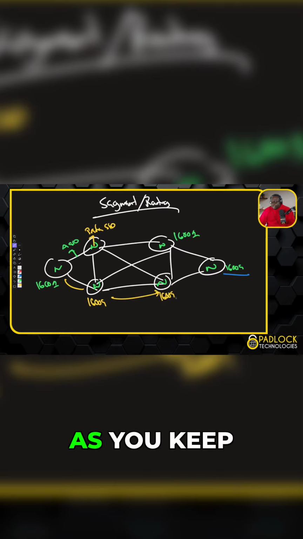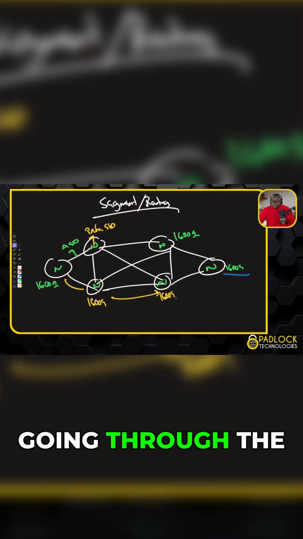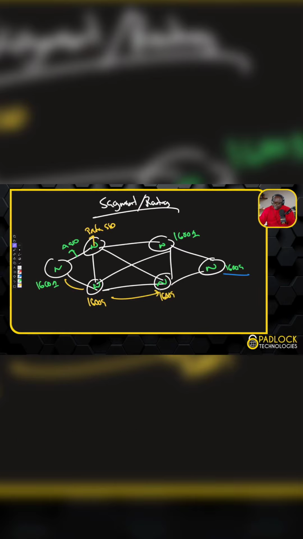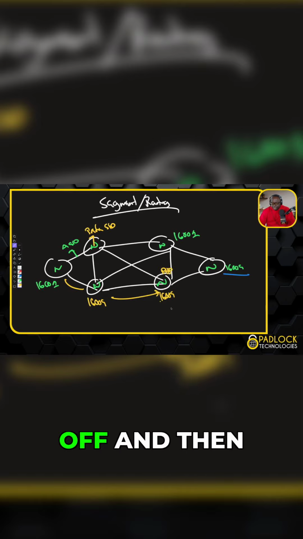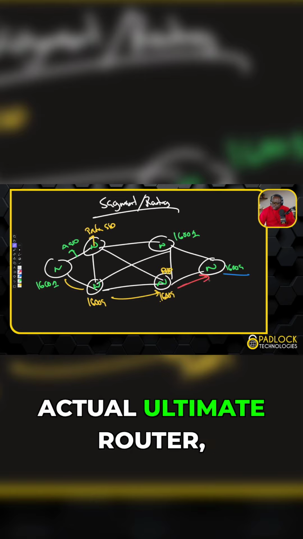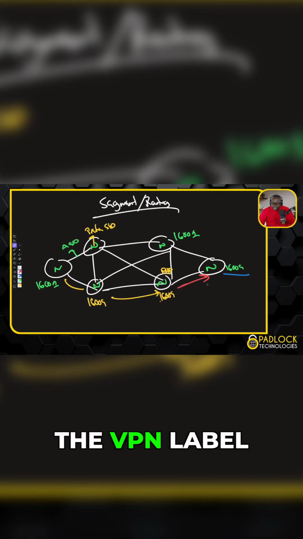All right. As you keep going through the network. Now, when it gets here, obviously, this would be the PHP process for popping off the label and then getting to the actual ultimate router, which would have the VPN label, and then the IP packet would go on its way.